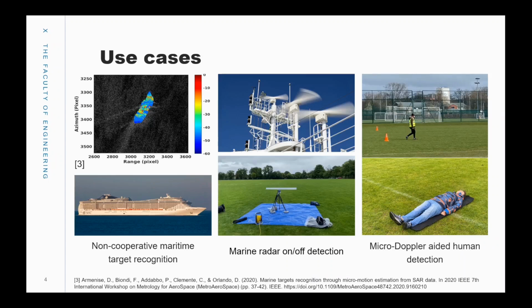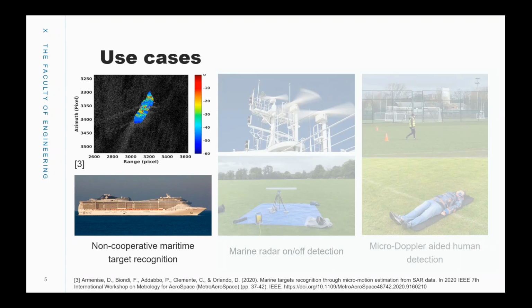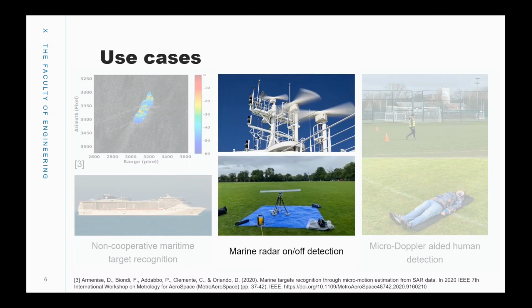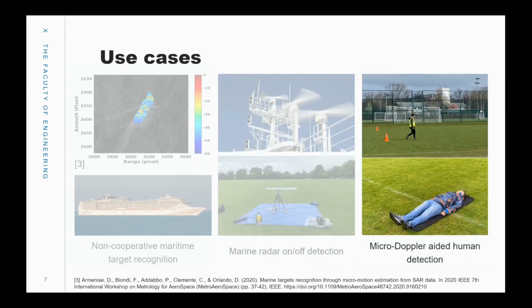Over the course of this project, we're looking at a number of different use cases. So this includes non-cooperative target, maritime target recognition, where we're seeking to essentially map vibrational signatures of vessels at sea and use this as a classification feature. We're also looking at marine radar on-off detection, where we're looking for the signature of the spinning radar. And we're also investigating the use of microdoppler features and techniques for the detection of humans from SAR data.